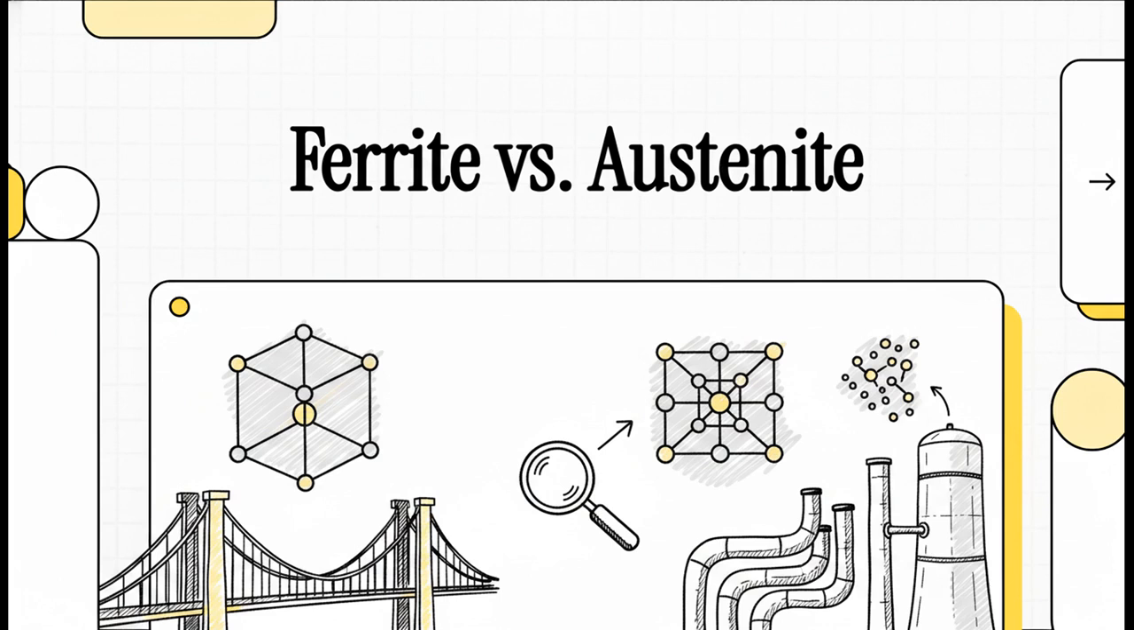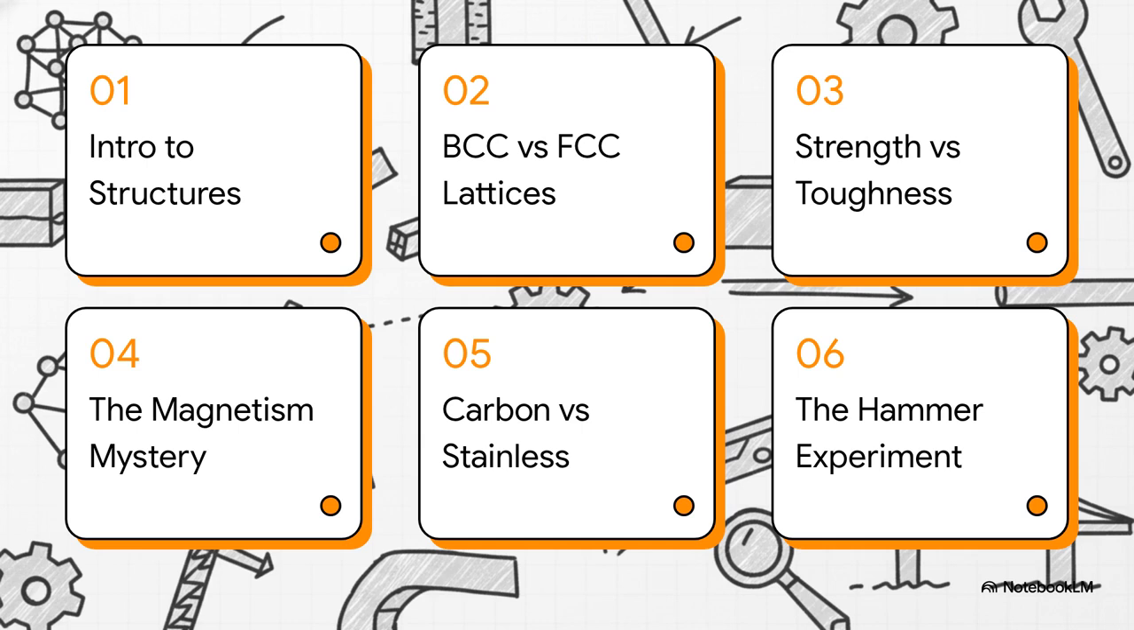Today, we're going to explore how the unseen, microscopic atomic structures of metals absolutely dictate the real-world behavior of those massive engineering projects. Because mastering material science, well, it starts by looking at the very, very small. So, here's our quick roadmap for today. We'll start with an intro to metal structures, compare BCC and FCC lattices, look at strength versus toughness, solve a fun magnetism mystery, talk about carbon versus stainless steel, and wrap up with an awesome kitchen hammer experiment.